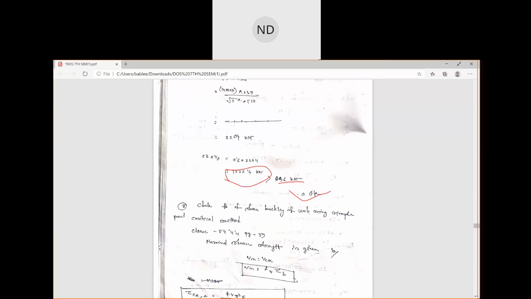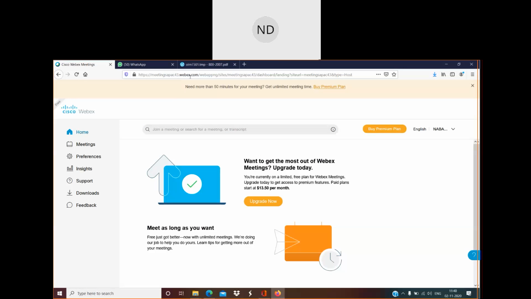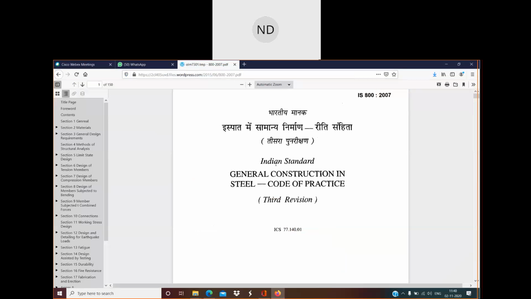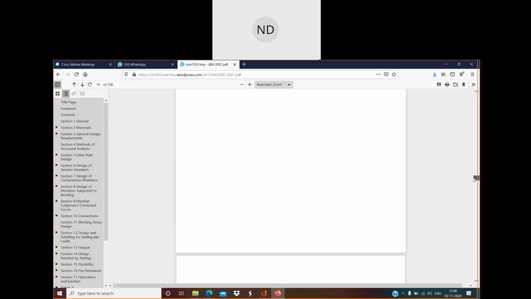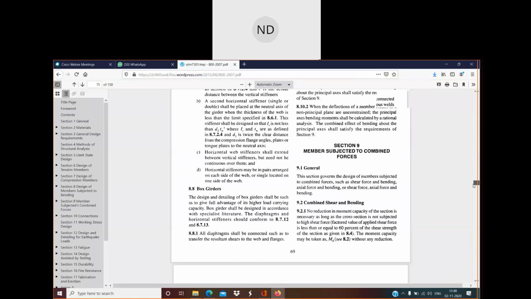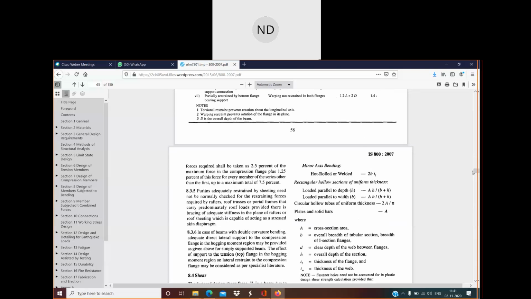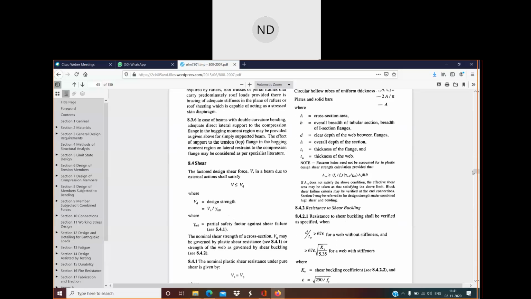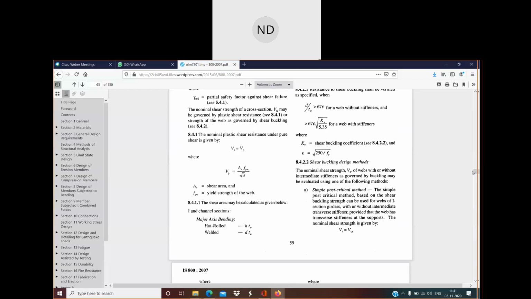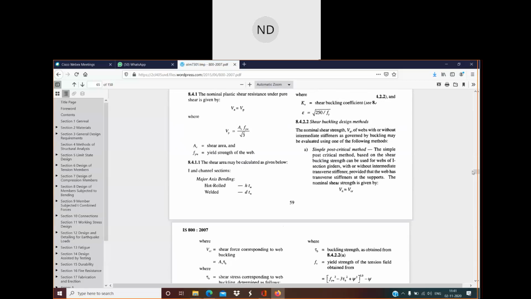For that again you have to go to your IS code, IS 800, page number 59, clause number 8.4.4.4. This one.